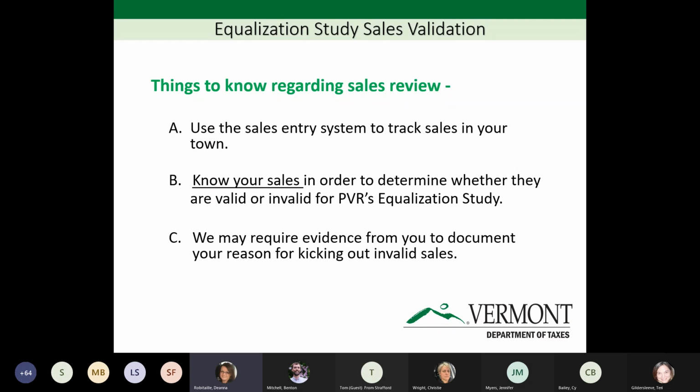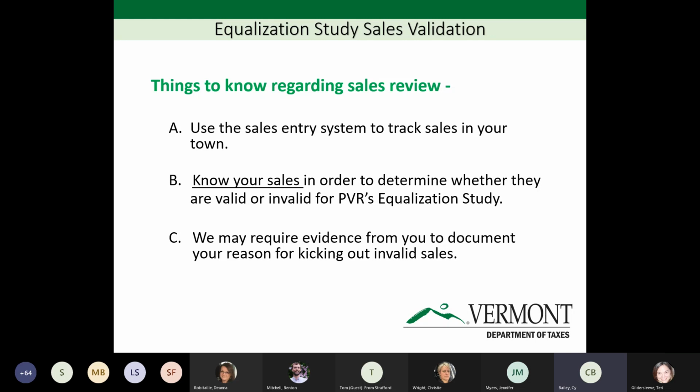All right, so let's get started with some things to know regarding your sales review. The first three that we'd like you to know are: use the sales entry system to track sales in your town. Know your sales in order to determine whether they are valid or invalid for PVR equalization study. And also that we may require evidence from you to document the reason that you are kicking out a sale as invalid. You want to talk about those 3 points, Cy? I would. It really is best practices to keep track of the sales, independent of the sales ratio study.